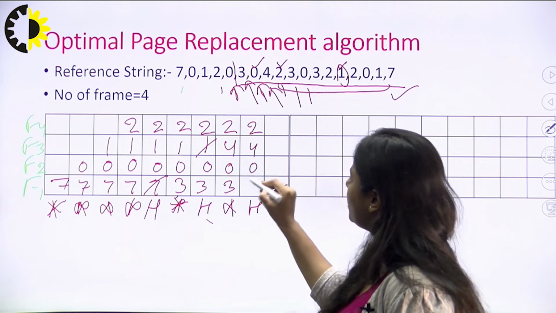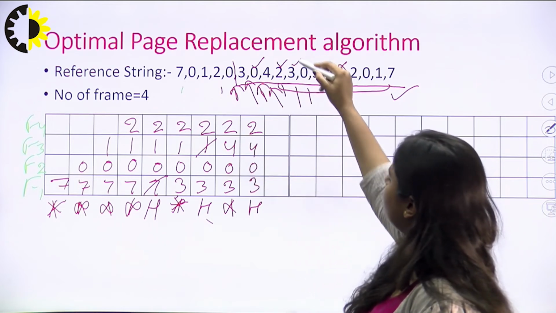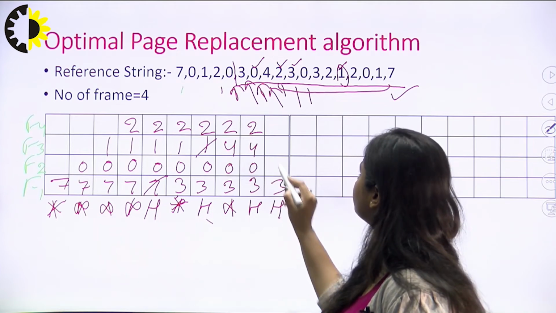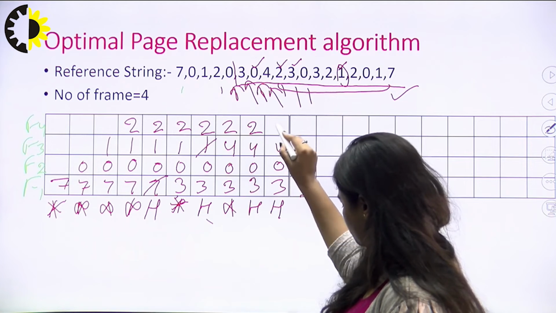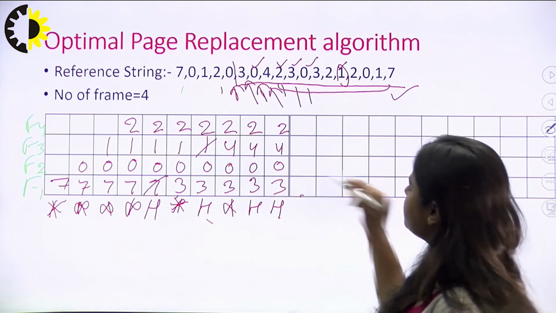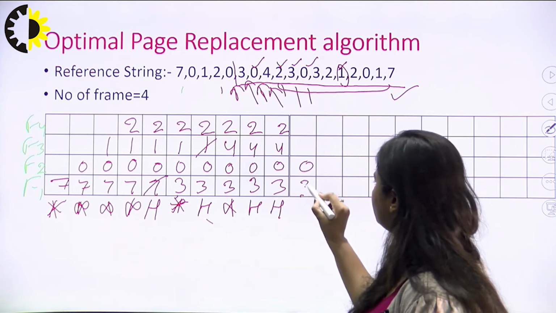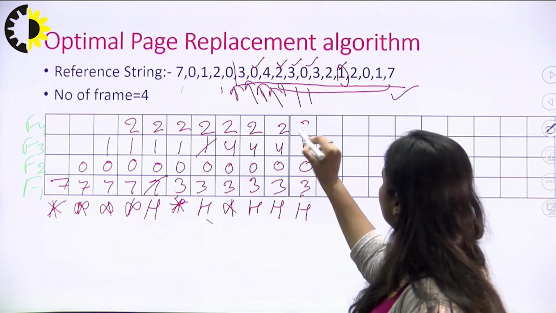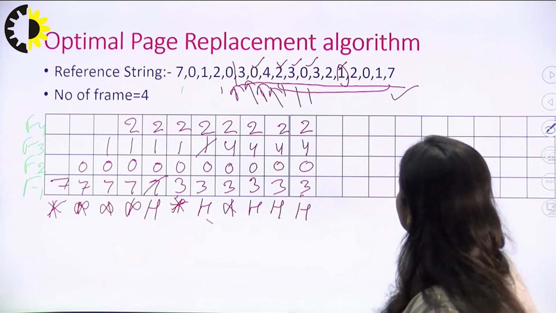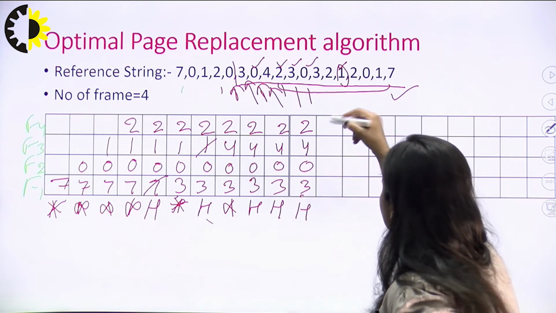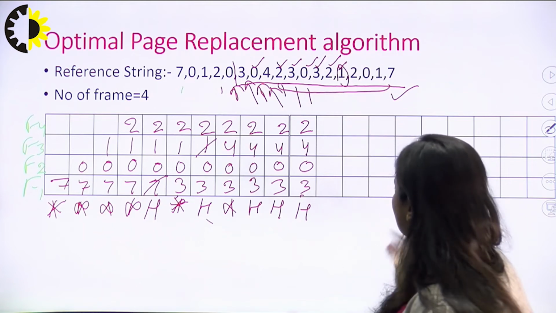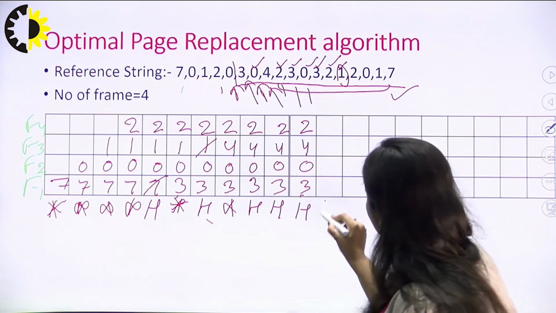2 4 0 and 3. Again 3 is already present inside the frames, so it is again a hit. 3 0 4 2. Now 0 is already present inside the frame, so it is also a hit. So we have seen that all these frames were present inside the main memory. Now 2 is also present inside the main memory, so again it is a hit.